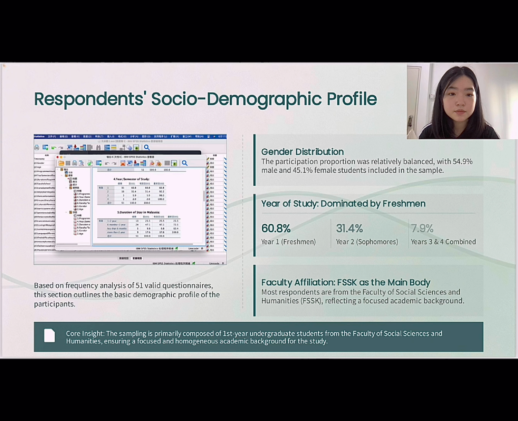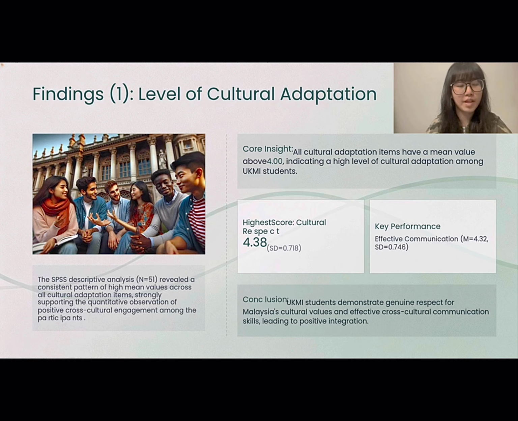The first objective was to determine the level of cultural adaptation among UKMI students. The descriptive analysis showed that all items recorded mean scores above 4.00, indicating a high level of cultural adaptation. The highest mean score was 4.38 for the statement, I respect the cultural values and practices in Malaysia. Another high mean score was 4.32, which indicates that students were able to communicate effectively with people from different cultural backgrounds. Overall, the findings show that UKMI students adapted well to Malaysian culture.